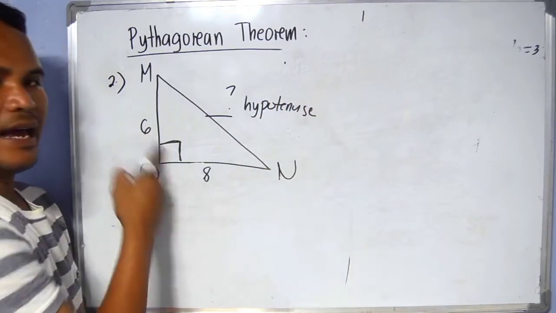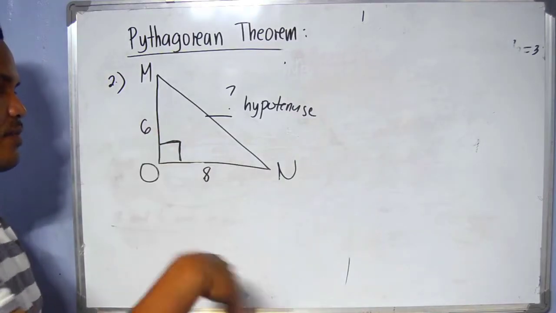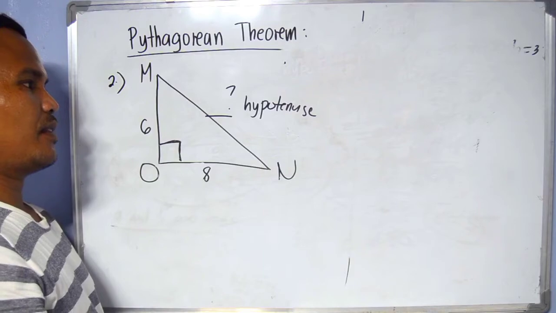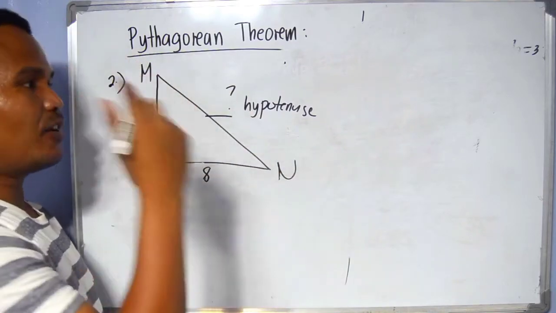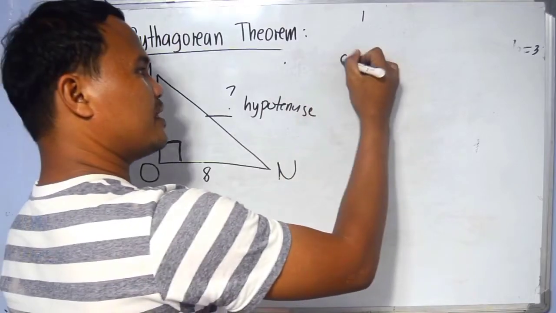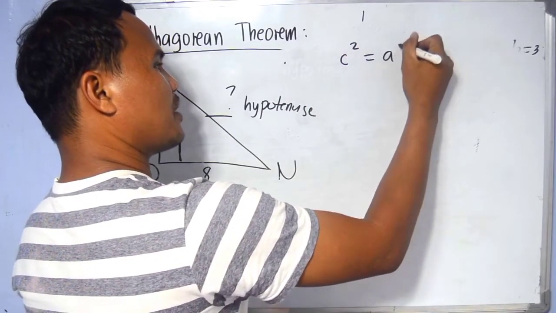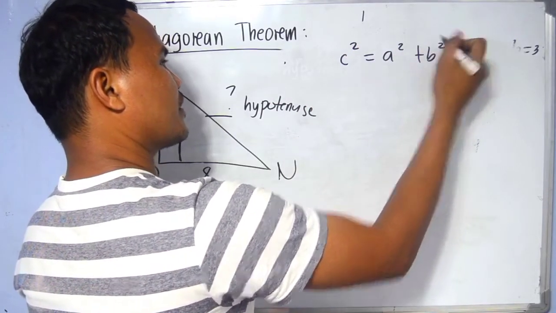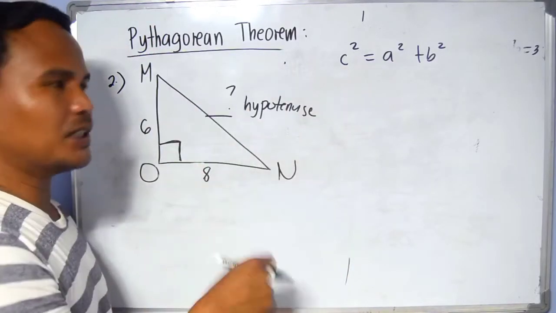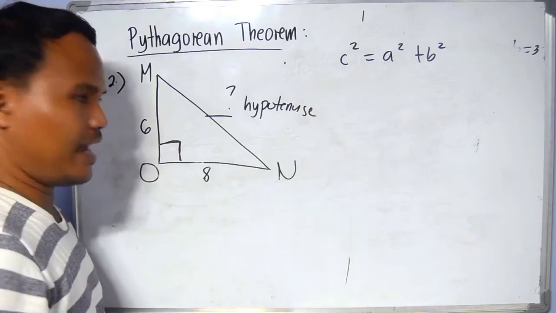And these are the two legs. So in this problem, we are asked to find the measure of the hypotenuse. If we consider the formula that we used earlier, we have C squared equals A squared plus B squared. Always remember that when we refer to C, it is our hypotenuse. A and B are legs.